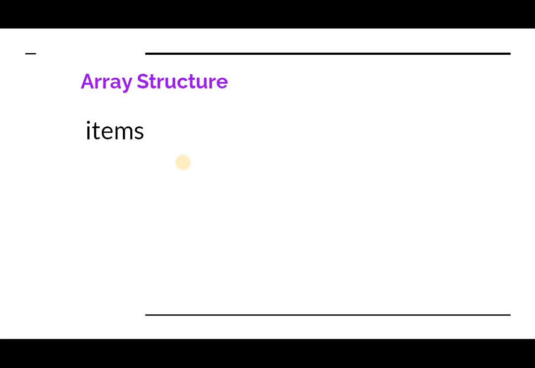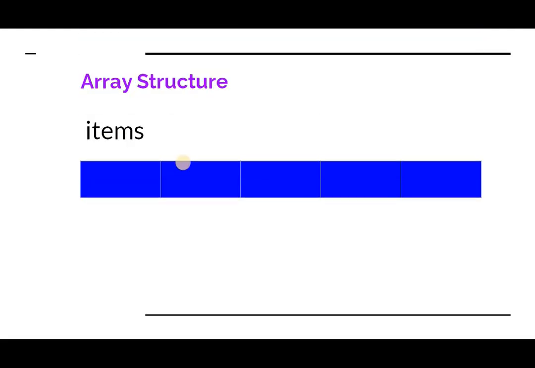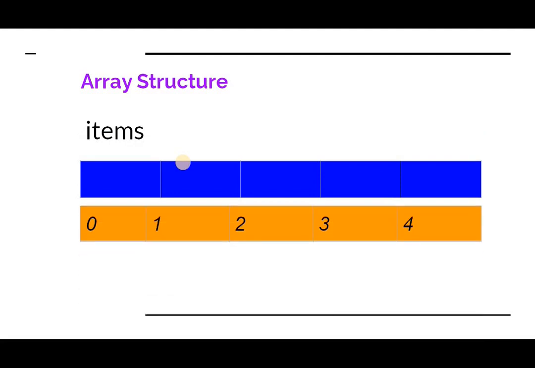Let's go to understand the structure. When you allocate the memory with 5 items with the new operator, it has null items, but its indexes start from 0 to length minus 1, that is 0 to 4, meaning totally it has 5 elements.